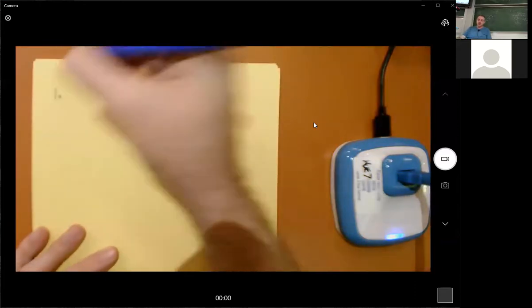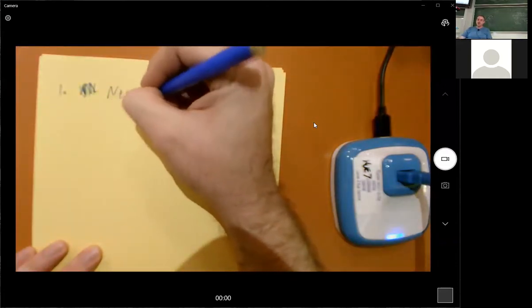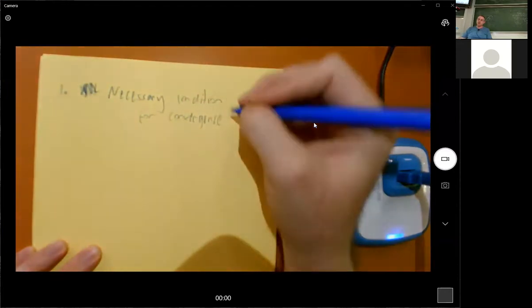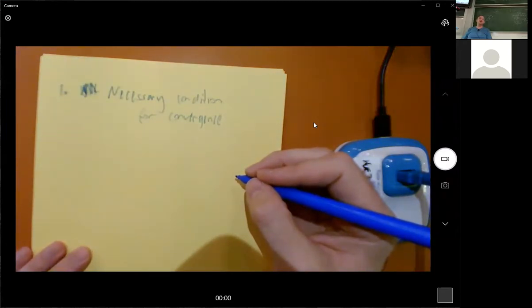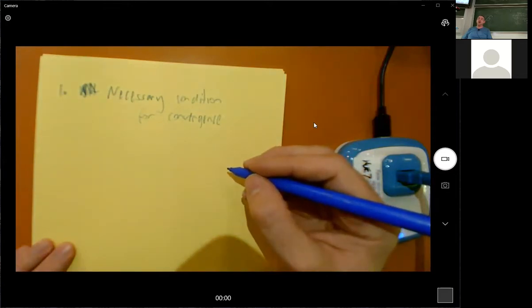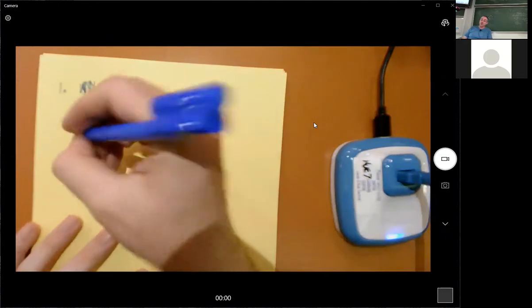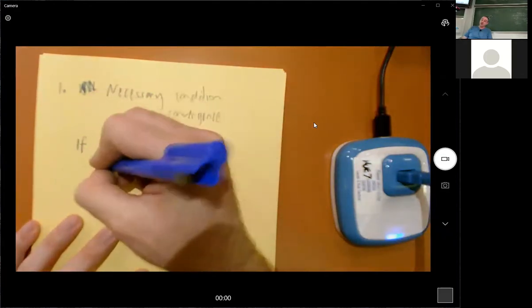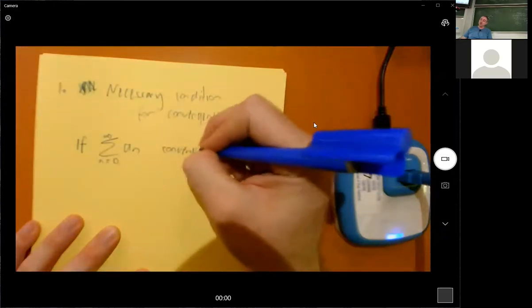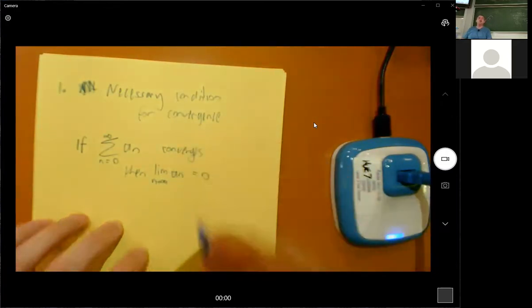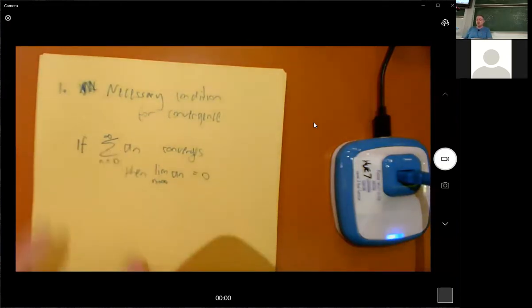Then number 1 is what your lecturer calls the necessary condition for convergence. But online, if you Google it, it's usually called the divergence test elsewhere in the world. And I like to write it backwards. So if something does converge, then the sequence that the series is made from has to converge to 0. So this is the actual statement in your notes. If the sum from n equals 0 to infinity converges, then the limit as n goes to infinity of the sequence that the thing is made from, not the running totals, but these bits as a sequence, has to go to 0.